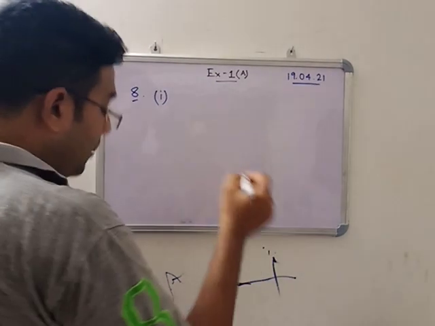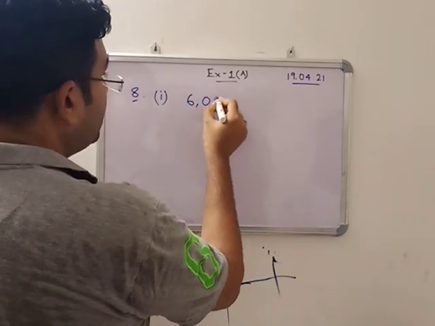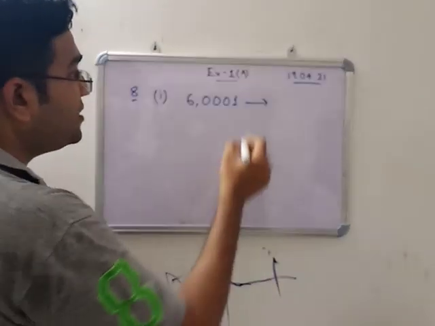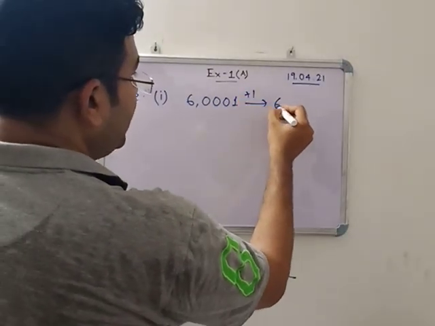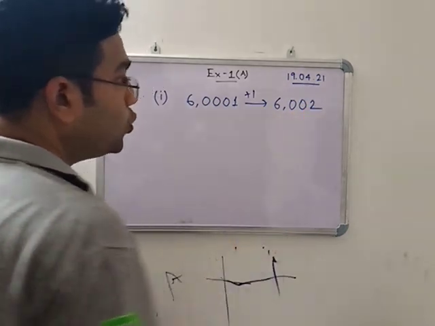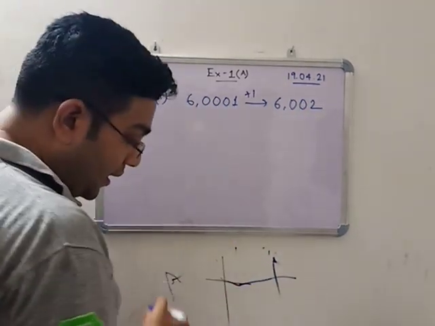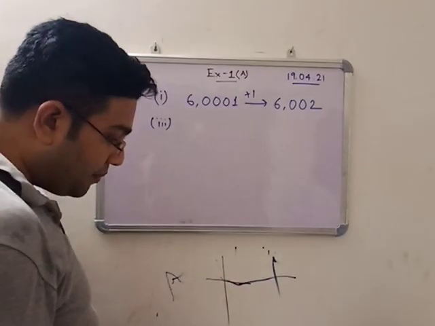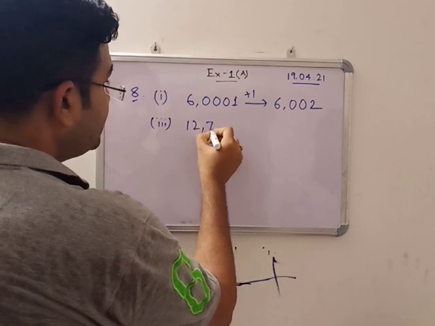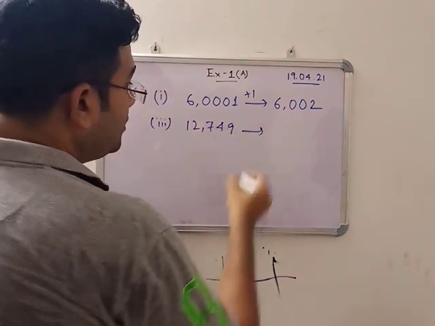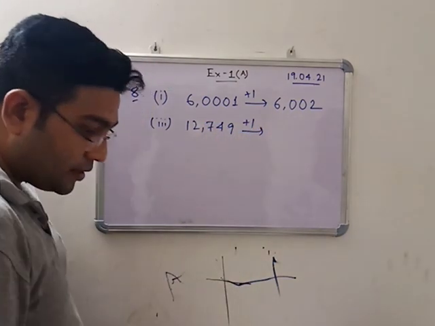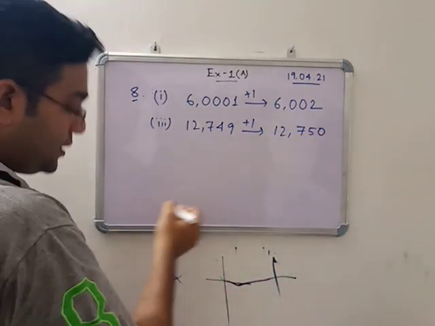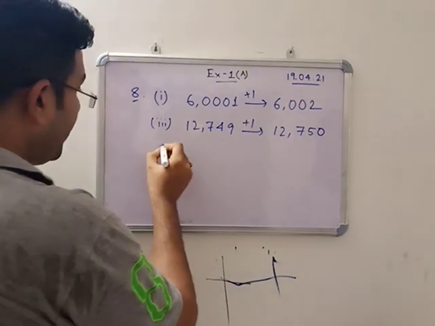So the number given is 6001. The successor of 6001, that means plus 1, is 6002. Similarly, next, number 3. In number 3, the number given is 12,749. That means plus 1. Clear? So 12,750. Now next one, number 5.